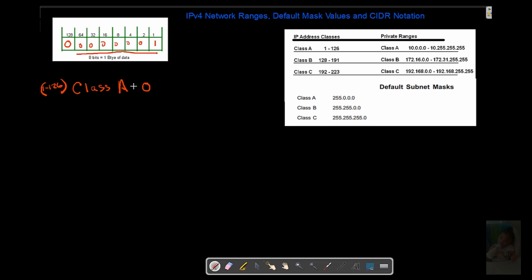has a beginning bit pattern of 0, and now comes the new piece that we're going to introduce. That means by default, as a device sees this as the initial bit pattern, it understands that it should have a default mask value associated of 255.0.0.0. What in the world are we talking about? Let's break the rest of these down, and then we're going to get into some detail around this concept.